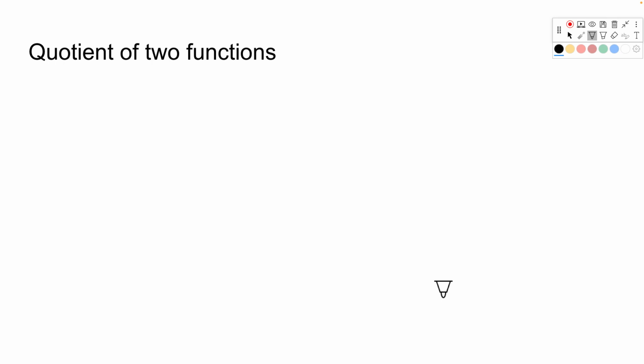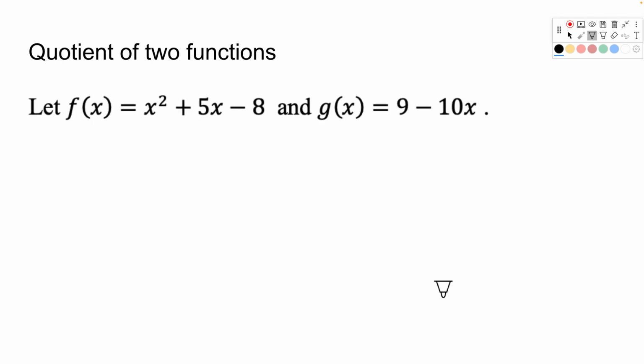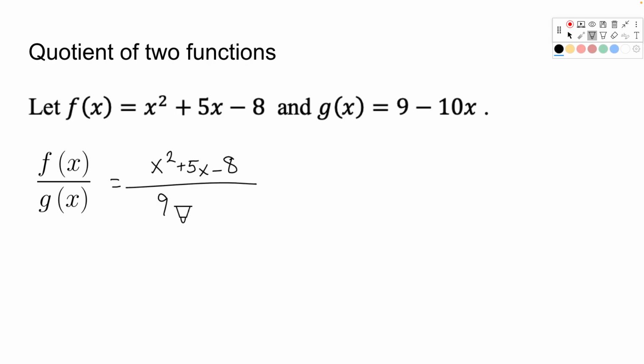Quotient of two functions. This is actually one of the easiest ones. You think, oh, division's hard, right? Well, because division's hard, we get to just leave it as it is. So with this, we've got our two functions, and we're asked to divide them. So it's just a matter of rewriting them, and then we're pretty much done.